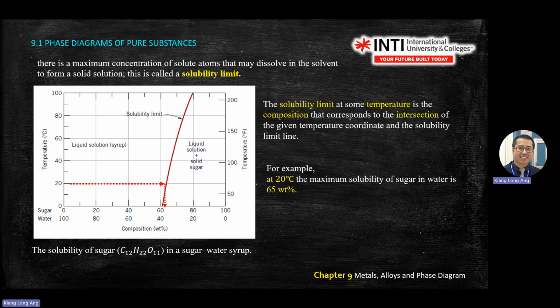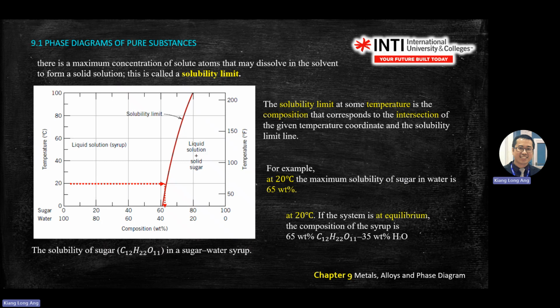Solubility of sugar in water is 65%. Don't confuse with water. Water is 35%. Sugar is 65%. So don't confuse between these two. We will start to use solute and solvent. Don't confuse between solute and solvent. Okay, in this case, water can be solute, also can be solvent. You just need to see which one is your focus. Okay.